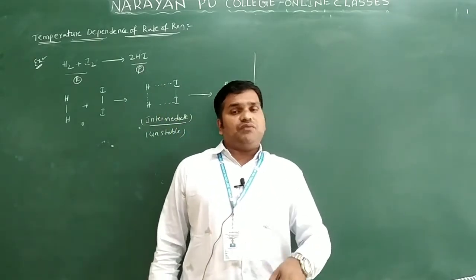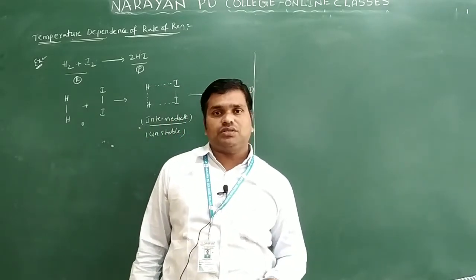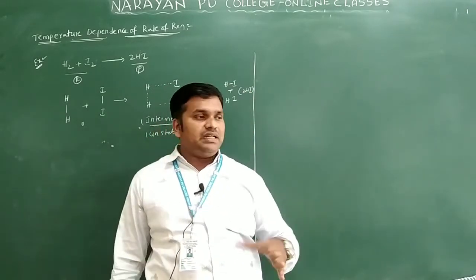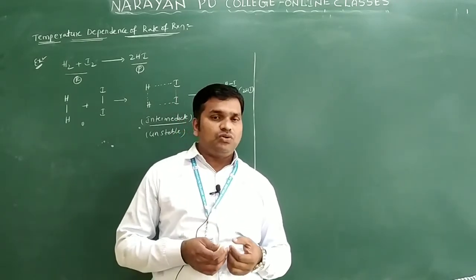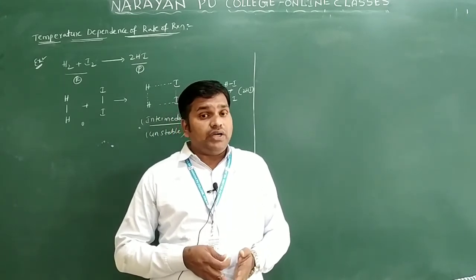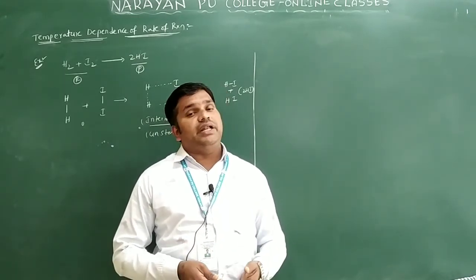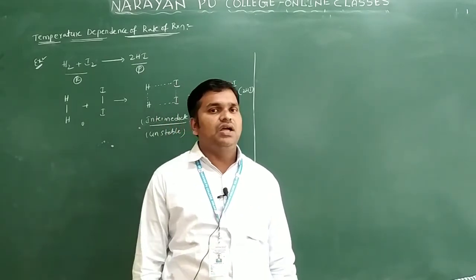There are two types of collisions, I told you. One is effective collisions, and the other is ineffective collisions. In effective collisions, the reactant molecules come close to each other and form the product. In ineffective collisions, the reactant molecules do not collide properly with each other, so they do not form the product. That is the main concept, and we will discuss it again in collision theory.